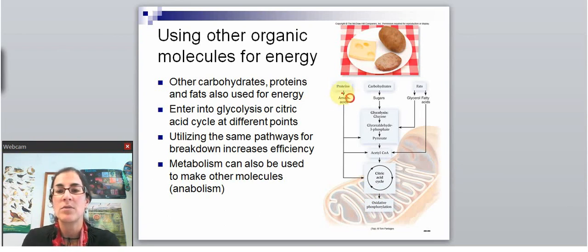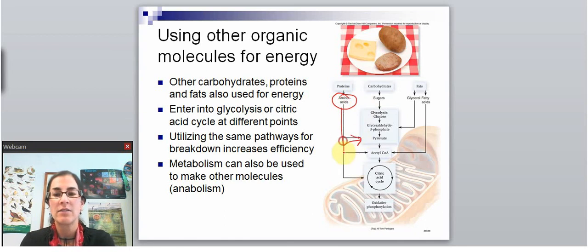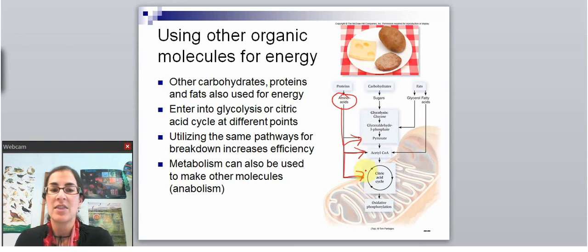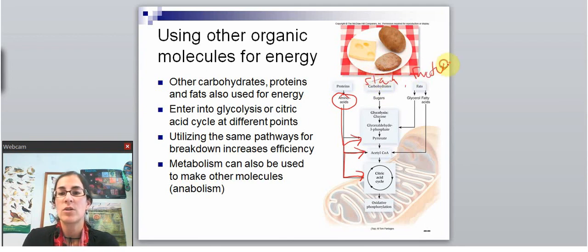So for example, proteins are broken into amino acids, and then the different amino acids can be converted to pyruvate, they can be converted to acetyl-CoA, or they can be converted to things like citrate or oxaloacetate within the citric acid cycle. And then they'll go through the rest of cellular respiration and produce some ATP. Depending on where they feed in, they'll produce more or less, or rather less ATP than the 34 to 38 total.